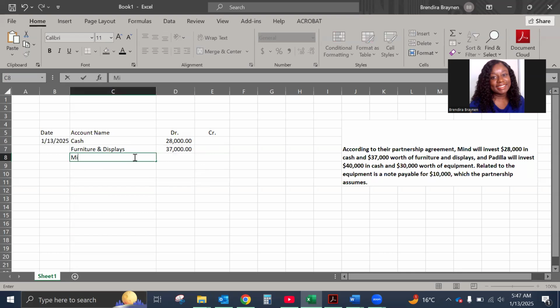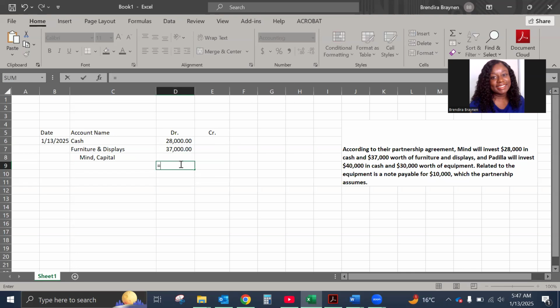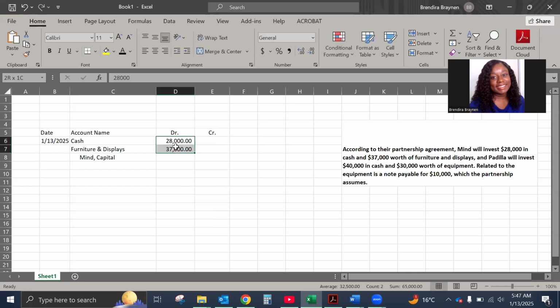So therefore, we should have a Mind capital account. And that, of course, should be indented, because we know that when you make an investment in the company, you're increasing your capital, and an increase in capital is with a credit. We also know that journal entries have to balance, meaning the total on one side has to be the same as on the other side. If I add the two, it's 65,000. So Mind brought in $65,000 worth of capital. This is the entry for Mind's transactions.